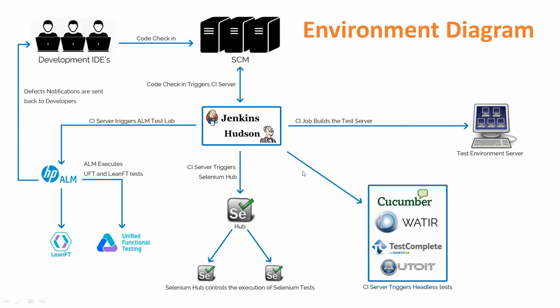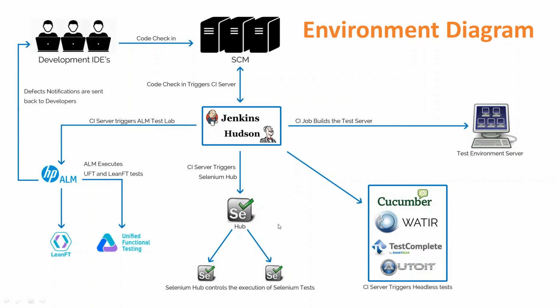And the last part of this is that there are all these other testing tools that have add-ins to Jenkins or Hudson. We've just listed a couple: Cucumber, Watir, TestComplete, AutoIt. They all have add-ins. They're able to connect back into Jenkins and Hudson and let that build server, automation server, tell them to run the specific scripts or tests. Obviously there's some setup and configuration that needs to be done, but you're looking at the environment aspect of it.